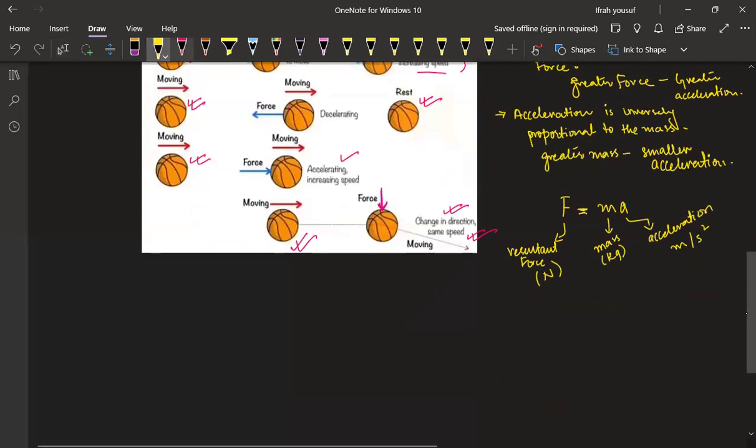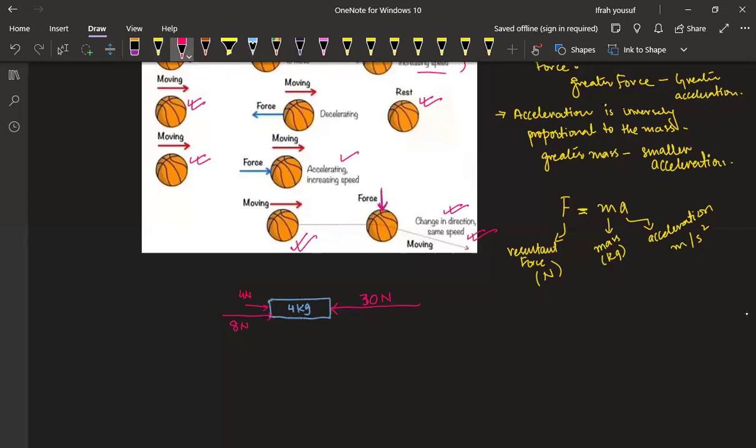So let's do one example here. You have a block or an object, and the mass of this object is 4 kilogram. Different forces are acting on it. One force, let's say, is 4 Newton, another force is acting 8 Newton, and another force that is acting is 30 Newton.